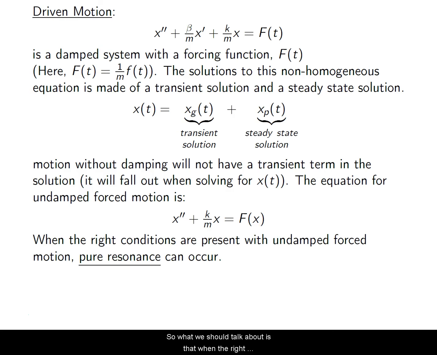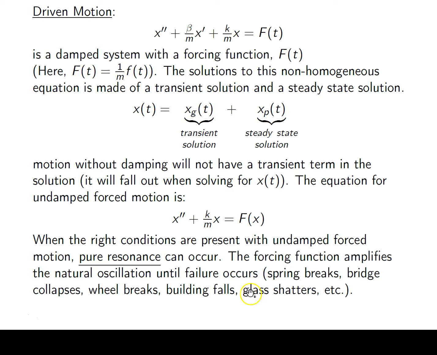So what we should talk about is that when the right conditions are present, especially in an undamped situation, it can happen when we have a damped portion as well. If this is a small damping, if our forcing function overpowers our damping function, we can get what's called pure resonance. Pure resonance is very important. It has many applications. Some are really cool, some are not. So we'll talk about that.